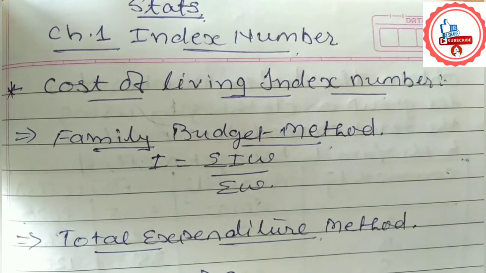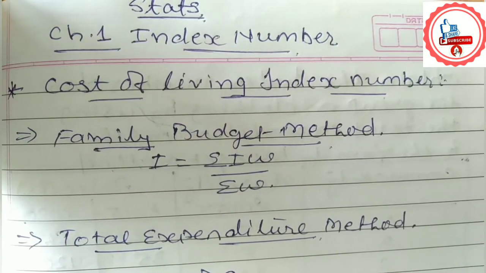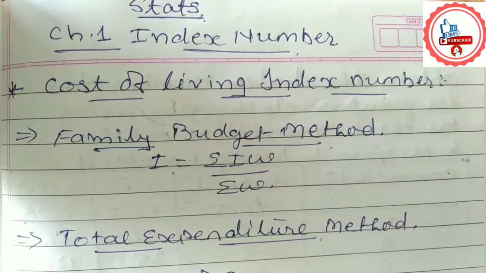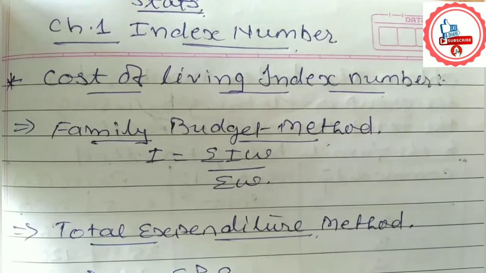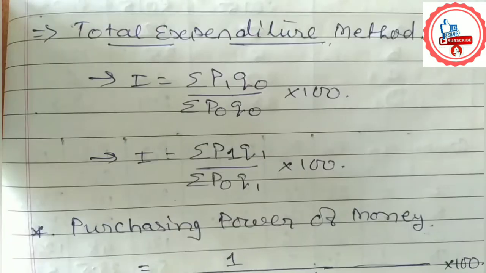So students, now we are going to discuss the total expenditure method. In the total expenditure method, the total amount of commodity consumed is considered as the weight, and the expenditure in the base year and the current year for each item is obtained. We are going to understand the total expenditure method by the formula. The formula is very simple. The same formulas which have already been used for Laspeyres and Paasche are going to be used for the total expenditure method. Let us see the formula.